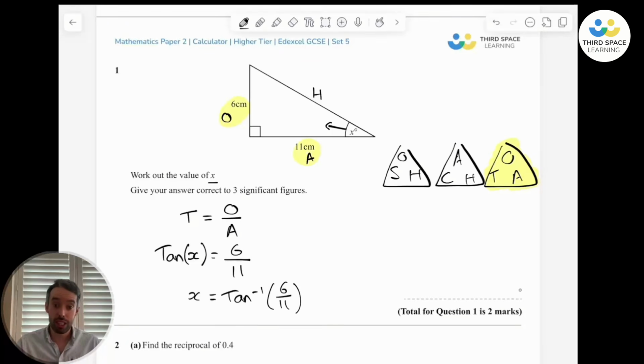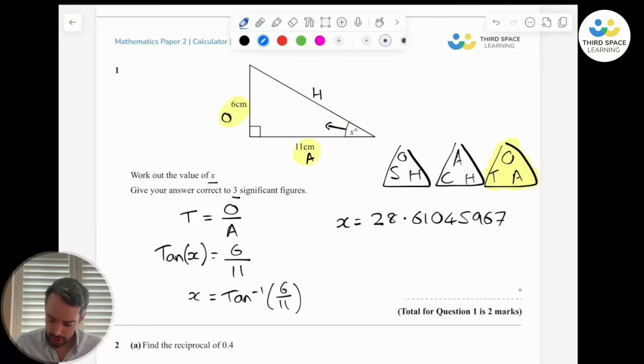Now put that straight in the calculator, and we get 28.61045967. Always a good idea to write down the whole calculator screen. Now it says to 3 significant figures, so let's do that. So that's the first significant figure, second, that's the third one. Let's draw a little line. So to 3 significant figures, this is going to be 28.6.